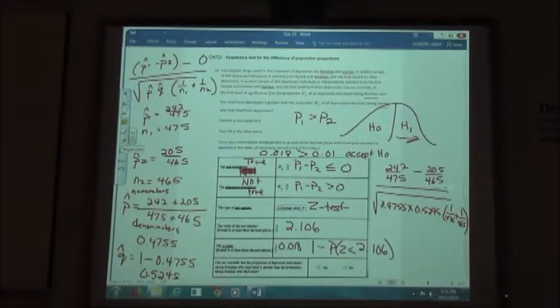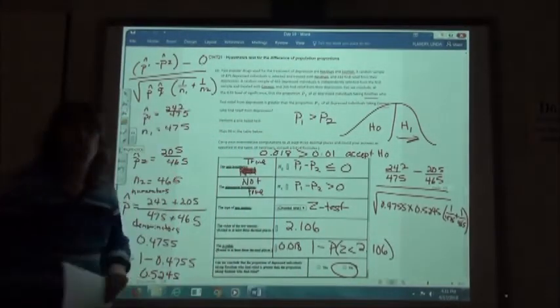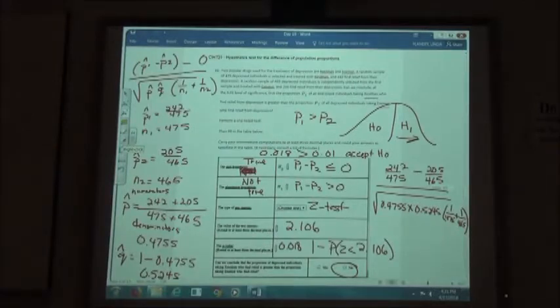Can we conclude that the proportion of depressed individuals taking the first medicine who find relief is greater than the ones taking the second medicine? Can we conclude that it's greater? No, the greater than was the not true statement, right? So no, we cannot conclude it's greater than. That was not true.